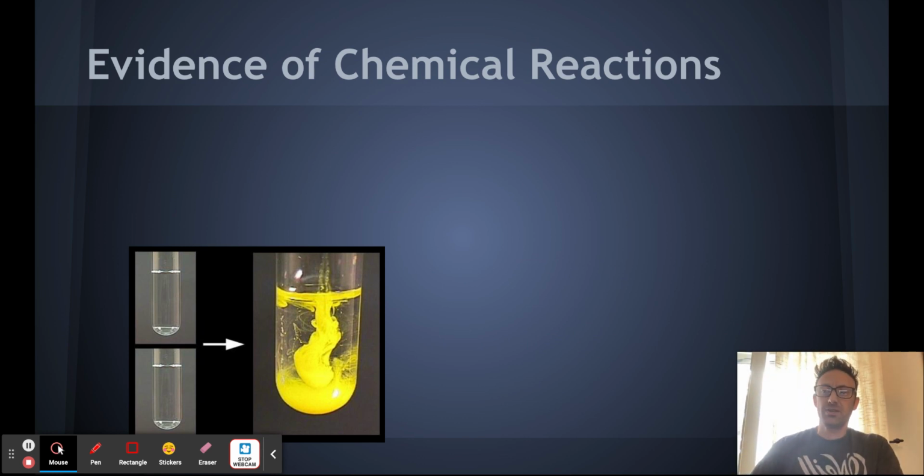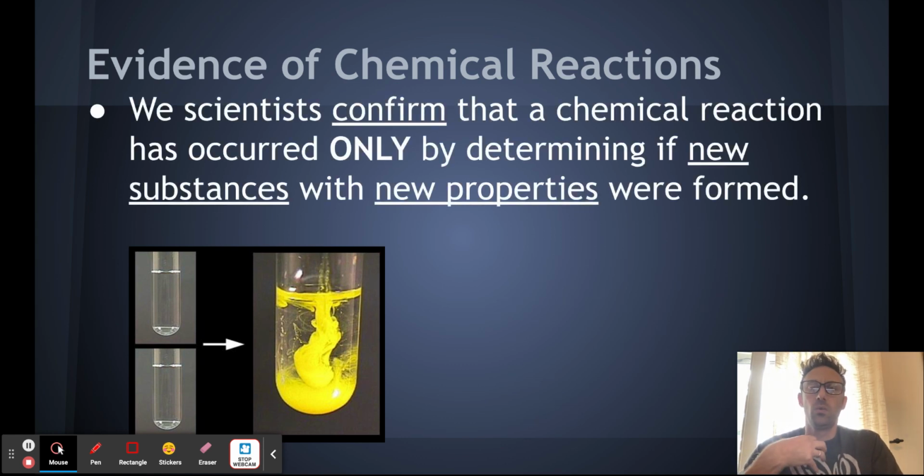All right. And so how do you know, like we talked about, if there's a chemical reaction? Well, this, for example, right here, these are two different types of liquid. No, they're not water, but when you combine them, they are going to make this solid, which is really pretty interesting. We scientists confirm, and that can include you, we can call you scientists today, that a chemical reaction has occurred only by determining if a new substance with new properties is formed. We have our reactants over here on the left, and the new substance that is created or formed is this yellow solid.